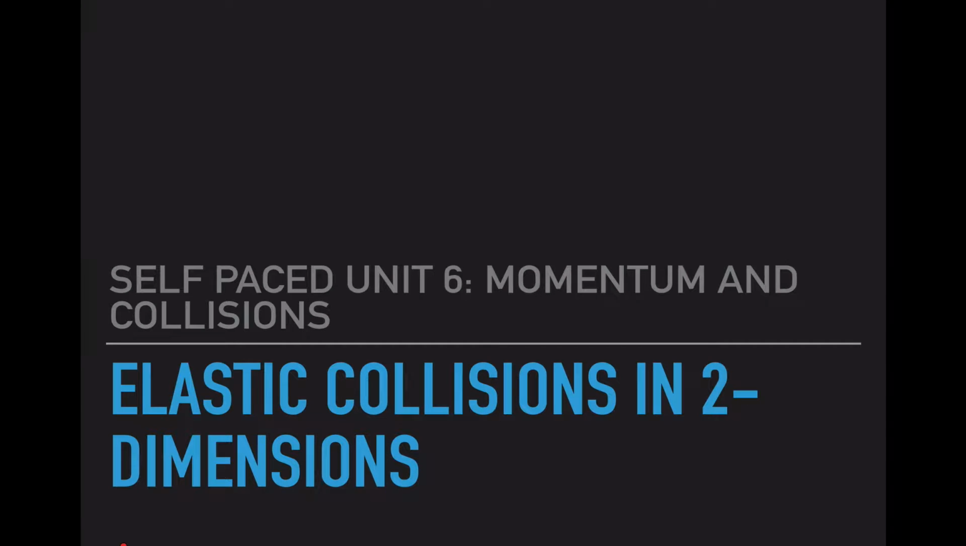Hey guys, today we're going to look at elastic collisions in two dimensions. So the last video we looked at was inelastic collisions, collisions that hit each other and then stick together. These collisions hit each other and bounce off. So a great example for this is a set of billiard balls.